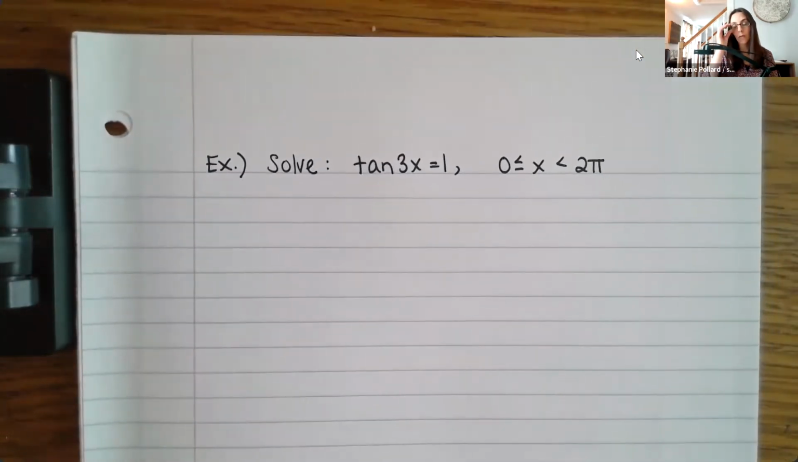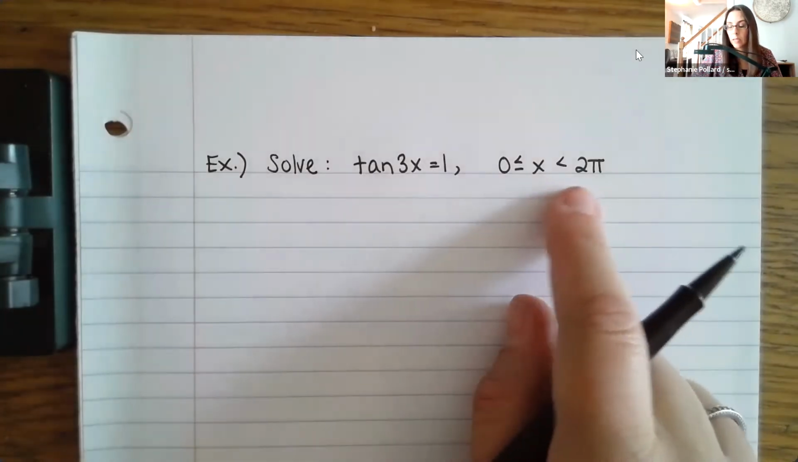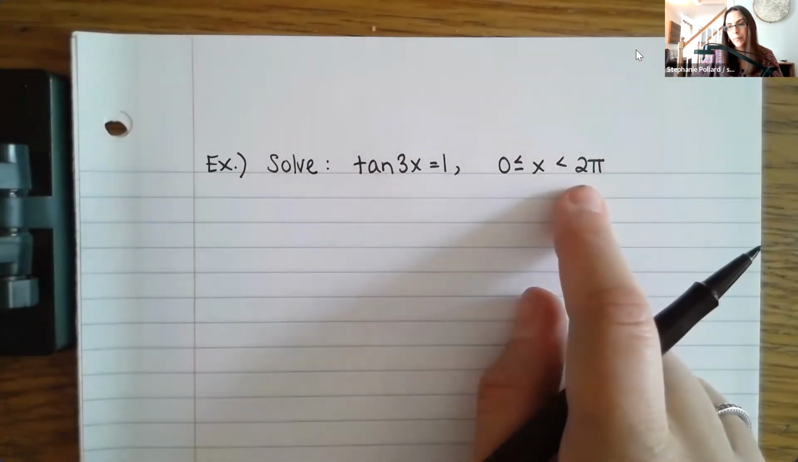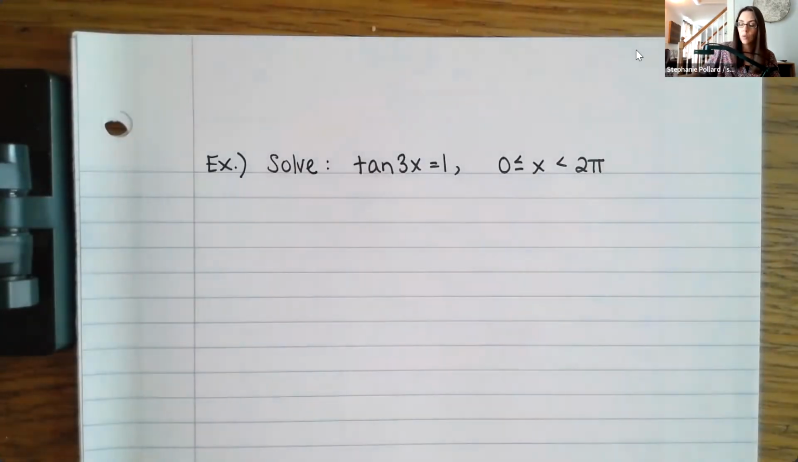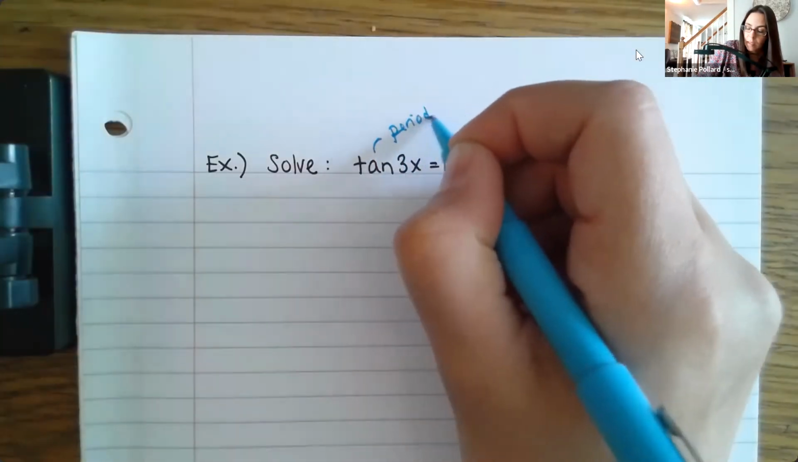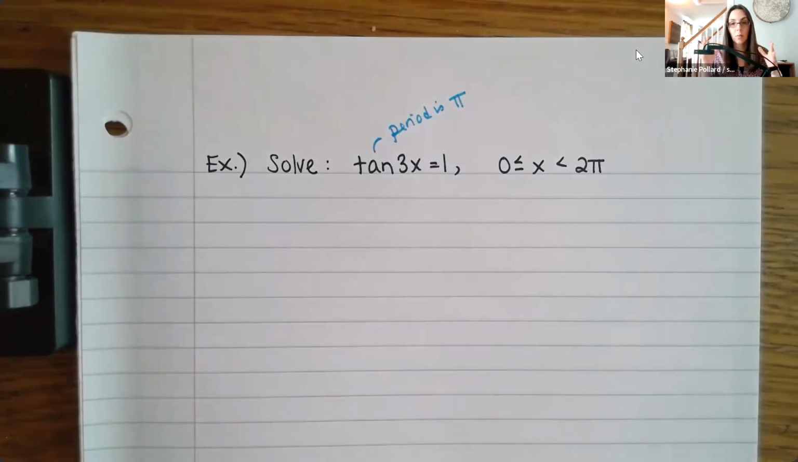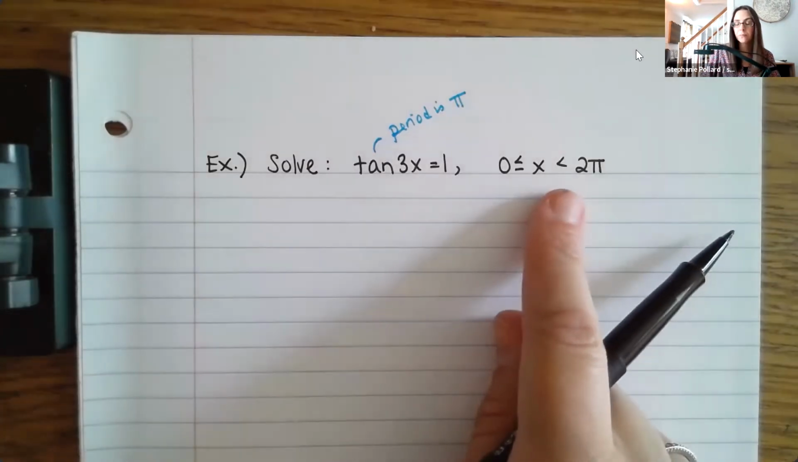All right, so here we're solving tangent of 3x equals 1. We do have a domain restriction, so we only need answers between 0 and less than 2 pi. Now, be careful here. You do want to remember that for tangent, the period is pi, not 2 pi. There was a lot of information in our brains at this point, but we know tangent has period pi instead. So we are going to run through more than one period here.